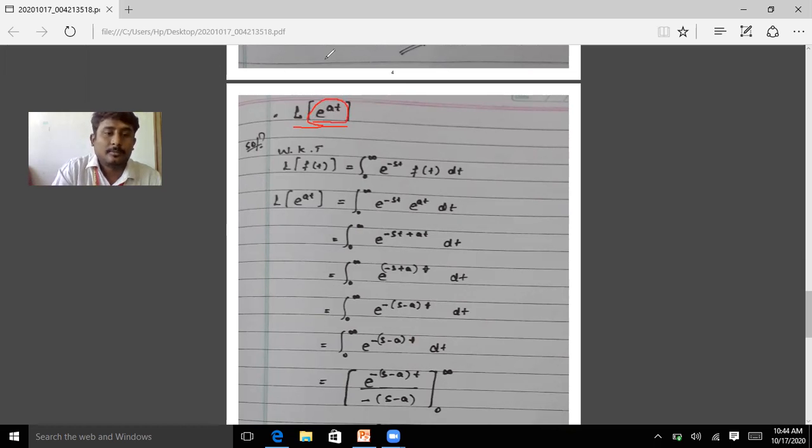Okay, solve this one. Solution: we know the Laplace transformation definition, Laplace transformation of f of t is equal to integration over 0 to infinity e to the power minus st f of t. Okay, so instead of writing f of t, we will write e to the power at. Okay, so step by step, integration over 0 to infinity e to the power minus st, f of t is e to the power at, and dt as it is. So here we get some basic problem.